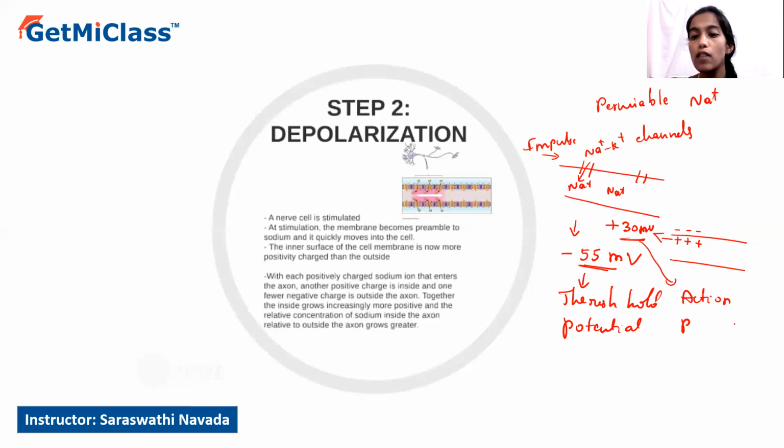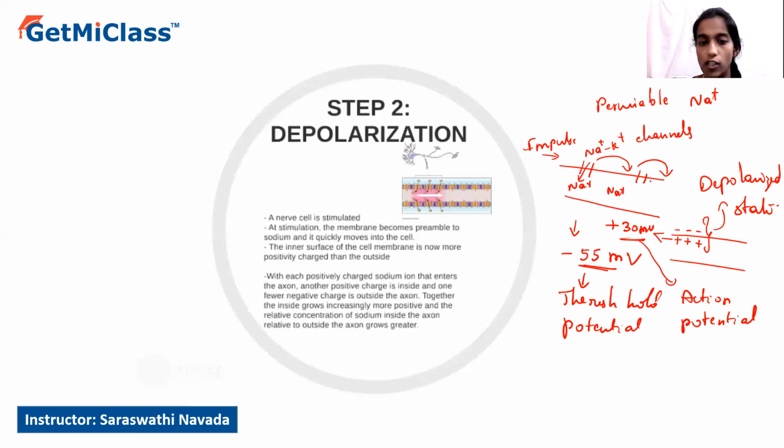And here, the state of the neuron where it attains net positive charge inside and negative charge outside. So this particular state of the neuron is called the depolarized state. So once the action potential is generated in the neuron, from one region to another region the impulse will be transmitted. Okay, it will be conducted.